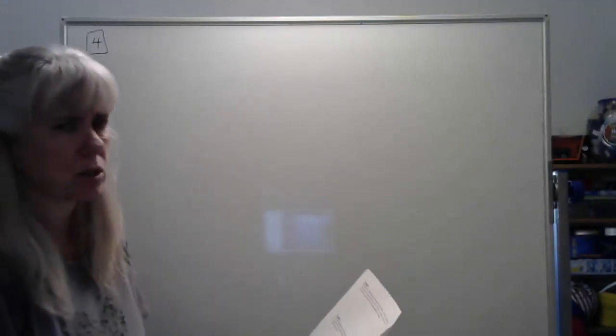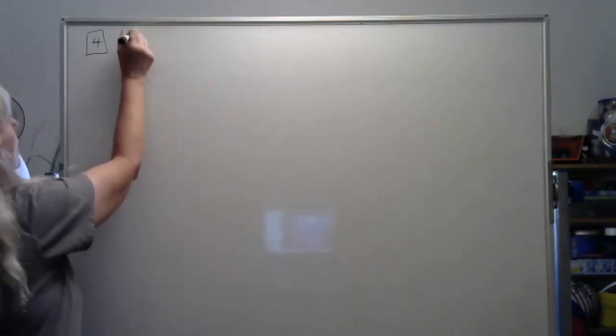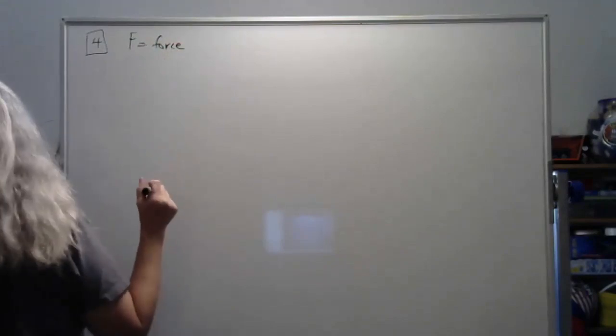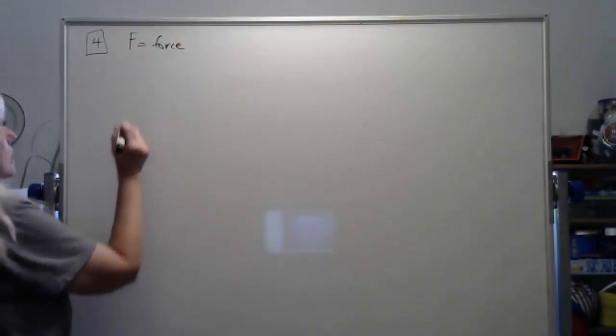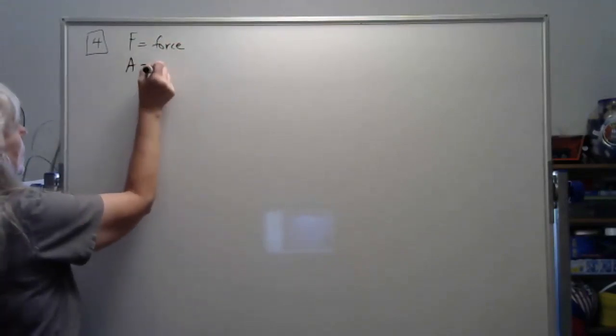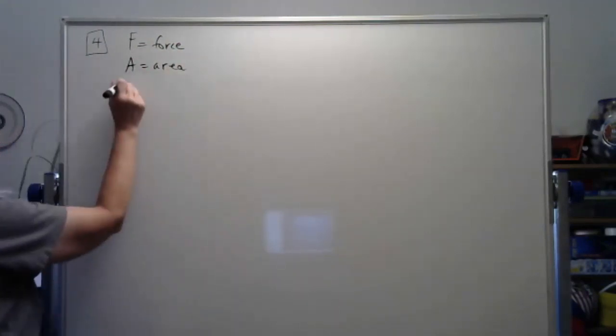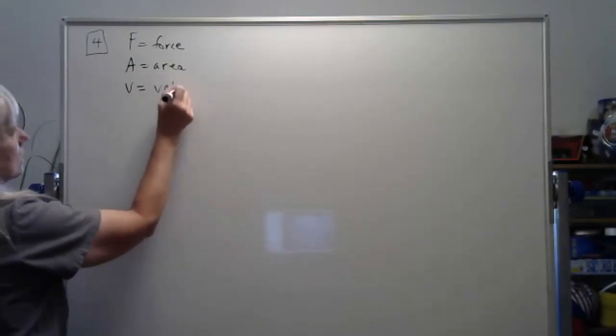So that's a lot of information thrown at you. Let's define some variables. So we need a force. So I'm going to use F for the force. It goes on to say that that's going to vary jointly with the area. So I'll use A for area. And the square of the velocity. So I'm going to use V for velocity.